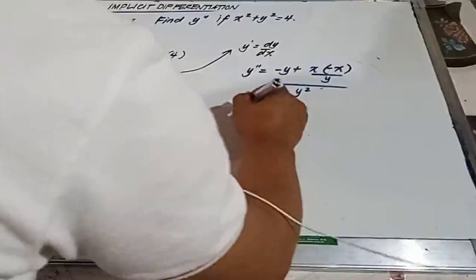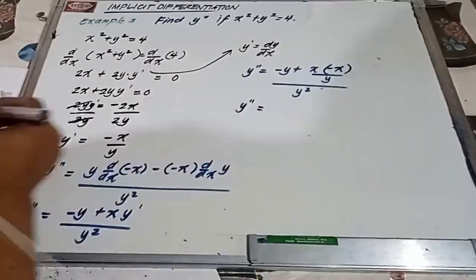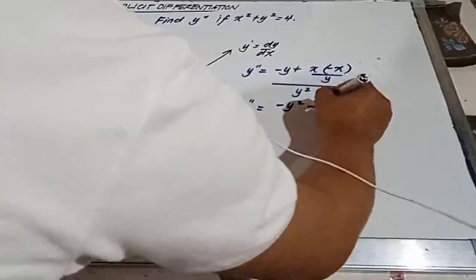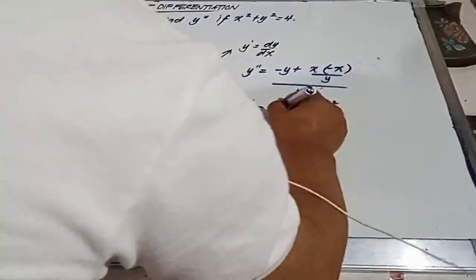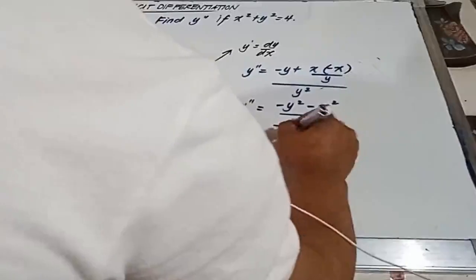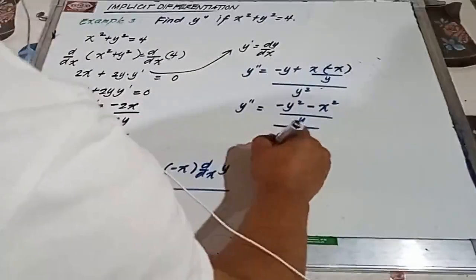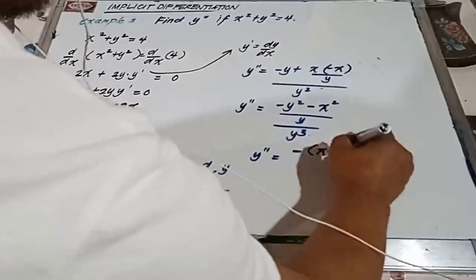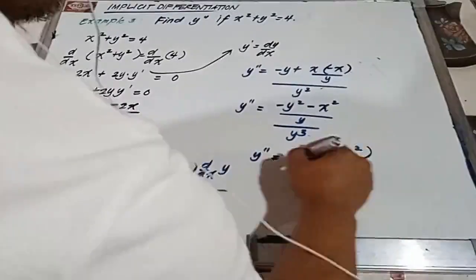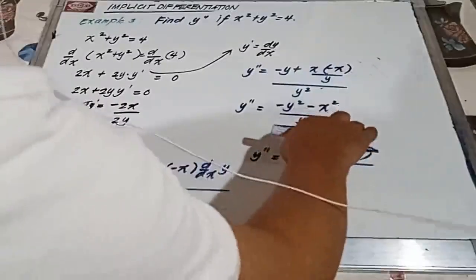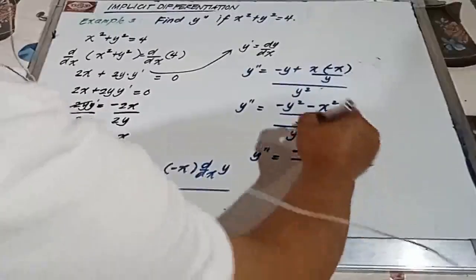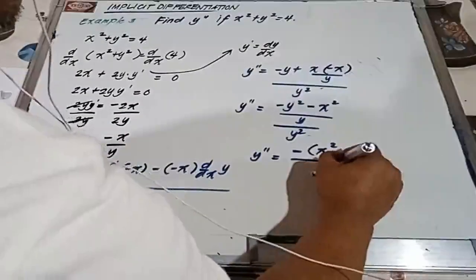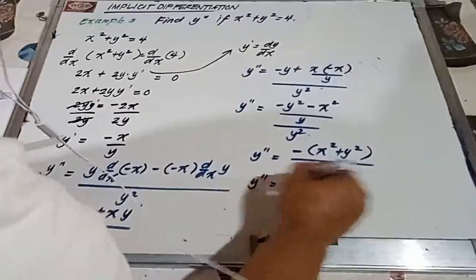So, negative x over y squared. Okay? Y double prime is equal to, LCD is, negative y squared minus x squared over y cubed. Okay? So we have y double prime, factoring negative signs, negative x squared plus y squared over y to the fourth. Mali to. Should be y squared. So y, mapapunta sa baba yung y, that will become y cubed. Okay? Y double prime is equal to this.